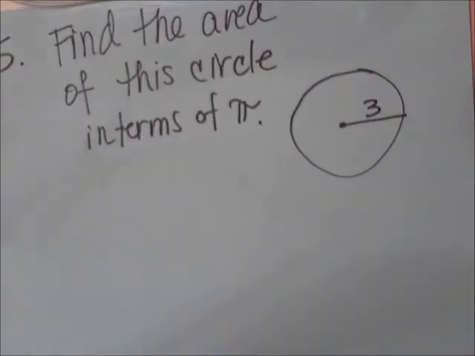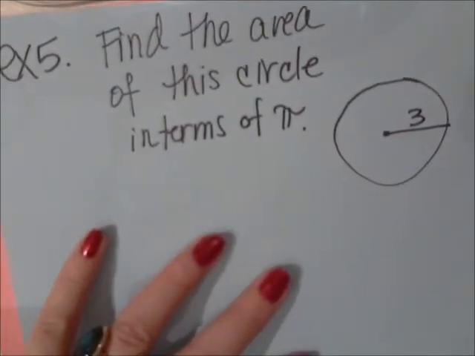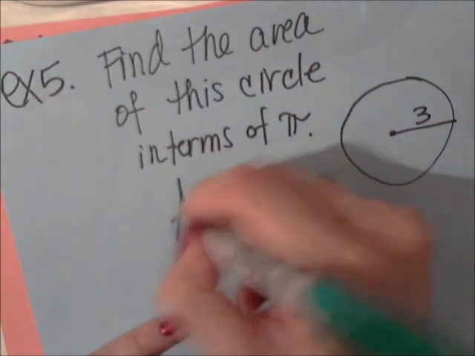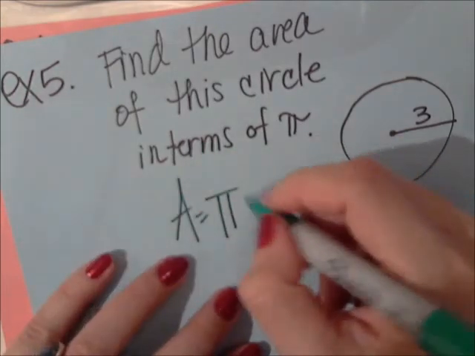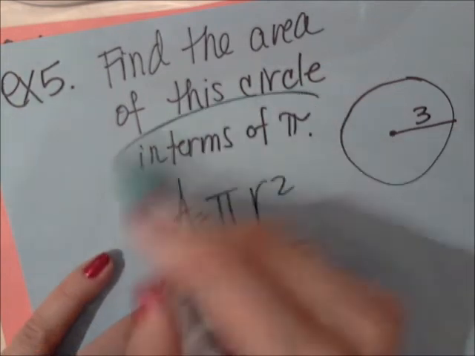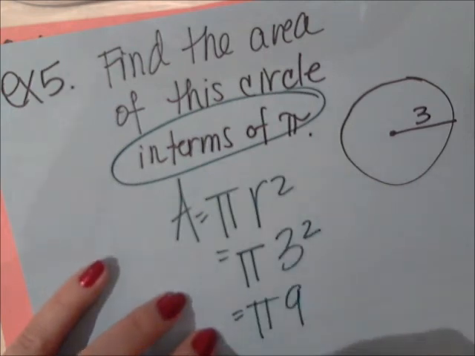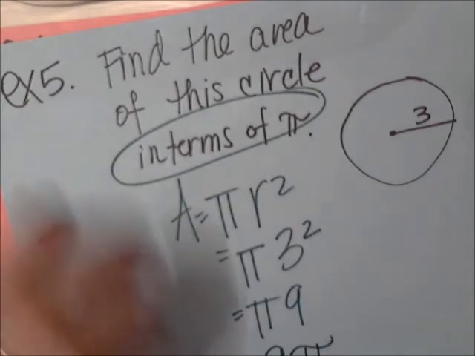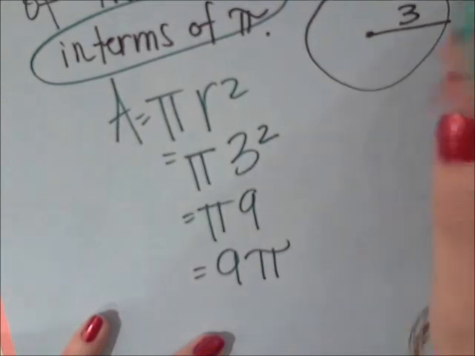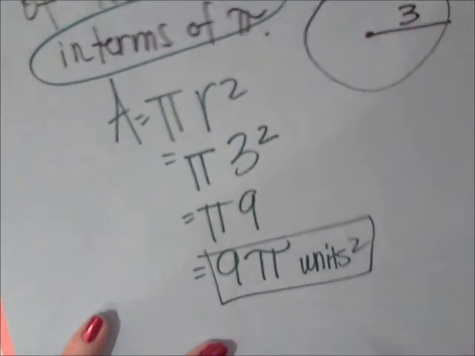Okay, let's move on. Find the area of the circle in terms of pi. Here's another one. We've been doing that for every problem, but this one's easy because we don't even have to solve it. So pi r squared. We're going to leave pi alone because it's in terms of pi. 3 squared equals pi times 9, or 9 pi. That is my answer in terms of pi. They didn't give us a unit, so we just write units squared as our final answer.